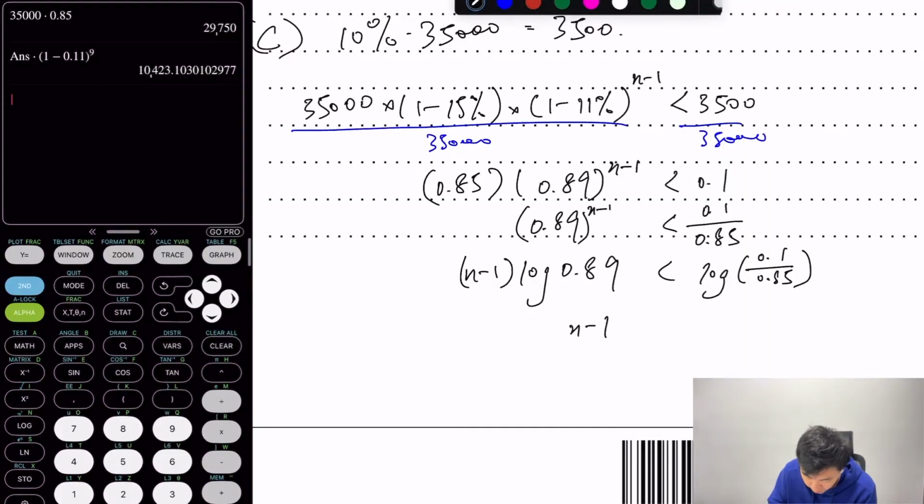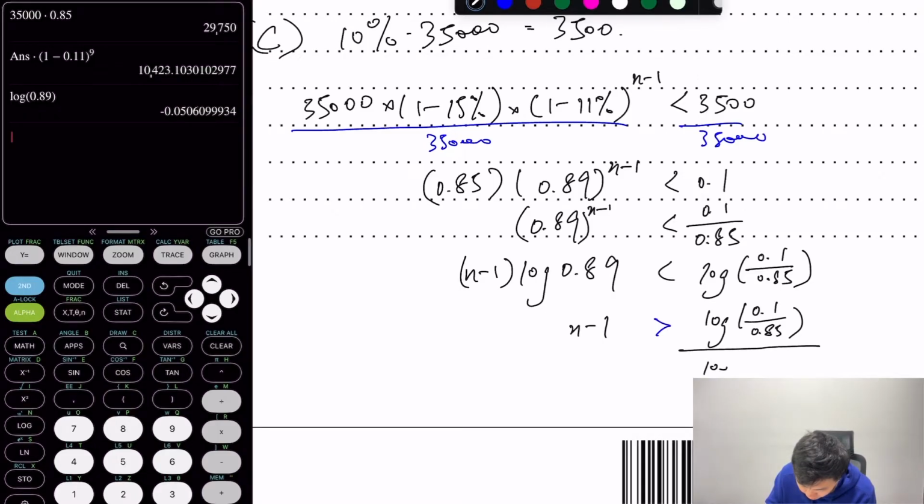Our n minus 1 has to be less than... Okay, now first of all, we're going to check what is the log of 0.89, because if it's negative, we're going to change the sign. Oh, yes, it is negative, right? If it's negative, then we have to change the sign. That means we write it as log of 0.1 over 0.85 divided by log 0.89, okay?